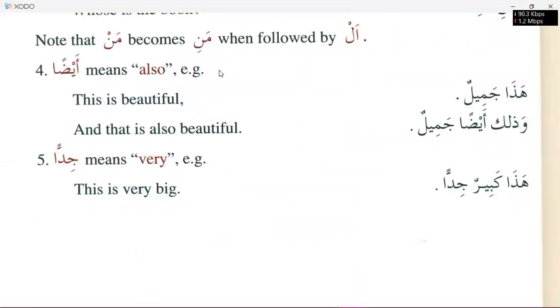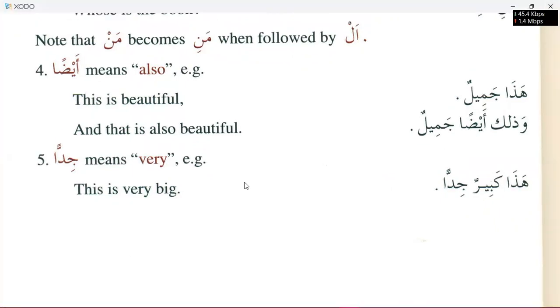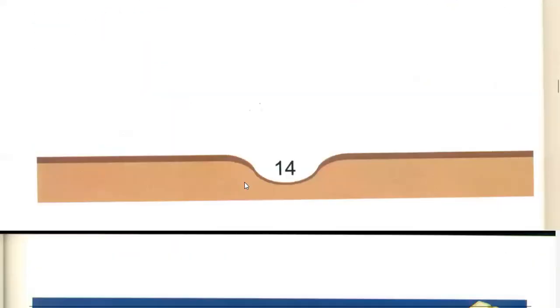Aidan means also. Example, hadha jameelun, this is beautiful. Wa dhalika aidan jameel, and that is also beautiful. Jiddan means very. Example, hadha kabirun jiddan, this is very big. So what is the meaning of aidan? Aidan means also. And what is the meaning of jiddan? Very. Good.